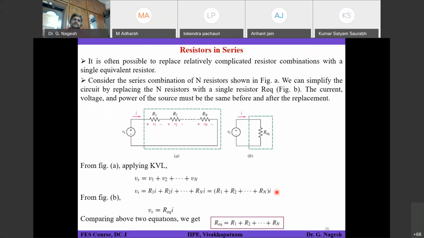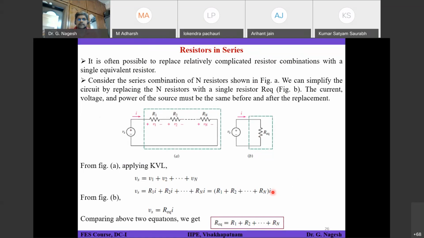So coming to resistors. We have seen what happens if independent voltage sources are in series, and independent current sources are in parallel, and how to reduce our complexity, or make it a single element. Now we'll see what happens if resistors are in series.